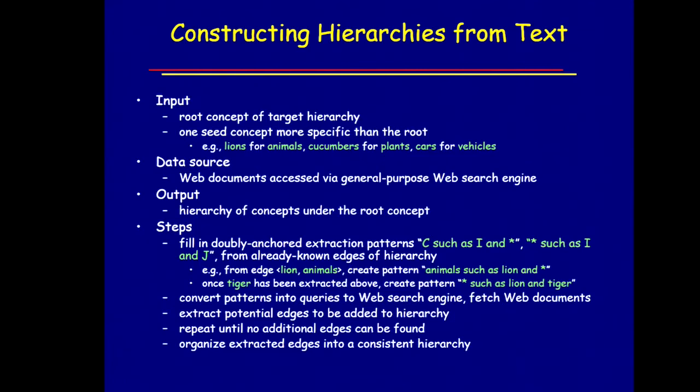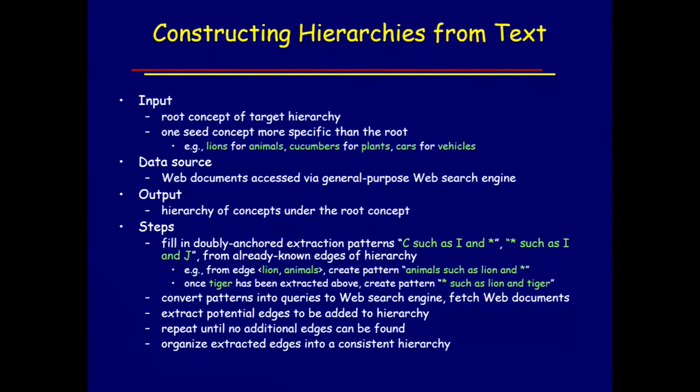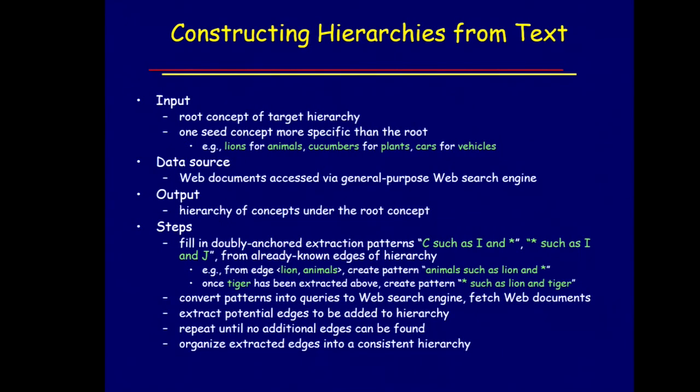The input would be one what Zornica calls the root concept for the target hierarchy. This could be animals. And then one what she calls a seed concept, which is a more specific concept than the root, which could be lions in this case. So you're given animals and you're told this is the root. You're given lions and you're told this is more specific than, this is something that you want to extract for animals, and we tell you this is correct. And then your goal is to extract the entire hierarchy if you can under animals. And lions, you already know lions should be in there somewhere.